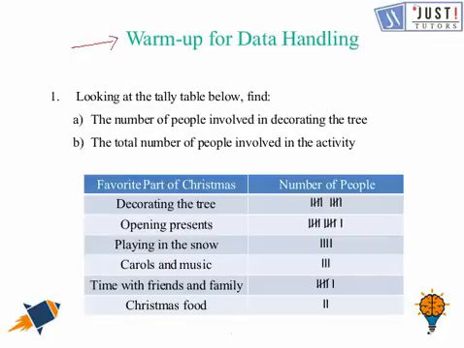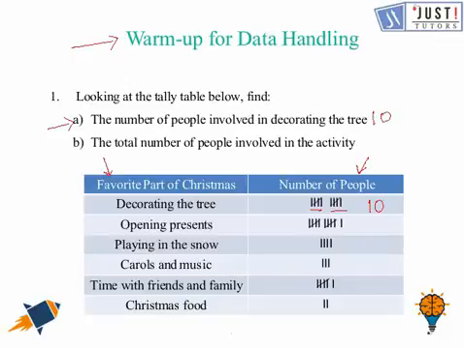As you can see in this question, on the left-hand side the favorite parts of Christmas are written, and on the right-hand side the number of people as per their liking. In the first part we need to find the number of people involved in decorating the tree. In decorating the tree we can count, this is 5, add the 5, which is 10. So the answer for the first part would be 10.